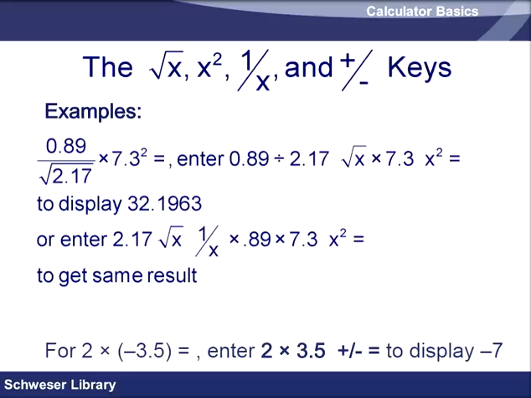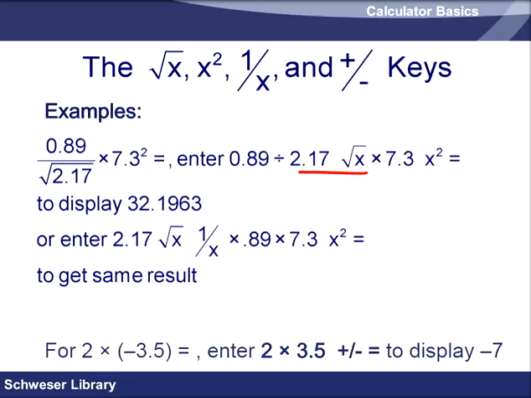Let's take a look at an example here, and you can see here that these keys operate on the number and then it moves on. So look at that first example. If I want 0.89 divided by the square root of 2.17 times 7.3 squared, I just have to enter 0.89, then divide by 2.17, but before it divides, and that's the important point here, and it's really handy, before it divides, it'll take the square root of that.